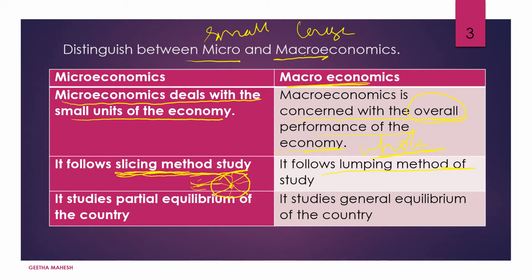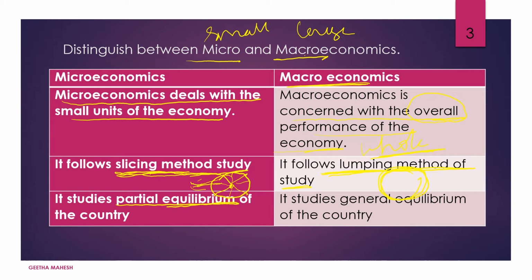Macroeconomics follows lumping method of study. That means it considers economy as a whole and the whole economy is taken to study the whole economy. So, it won't divide the economy, but it considers the whole economy and studies. That is the reason we call macroeconomics follows lumping method of study.